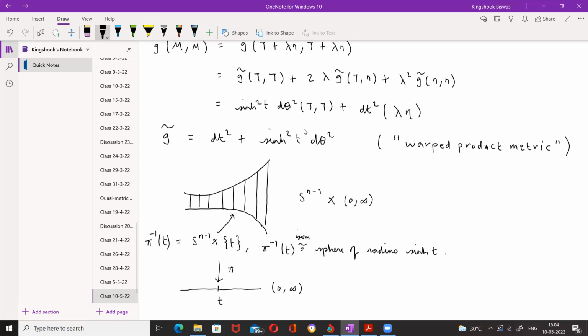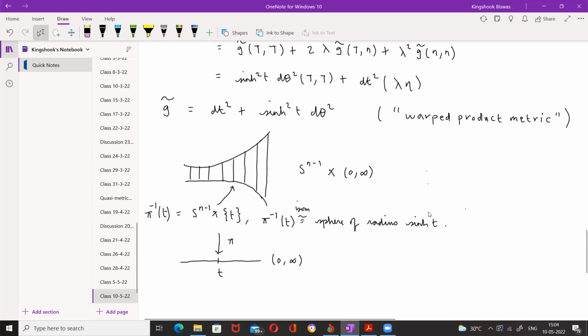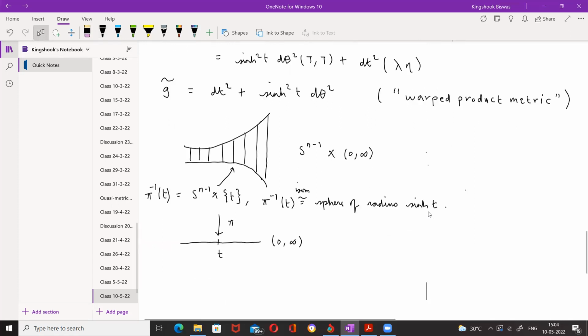So I just wanted to give you an application of this lemma that we proved about Jacobi fields in constant curvature. It also leads to an explicit formula for the metric, the hyperbolic metric, as a warp product.